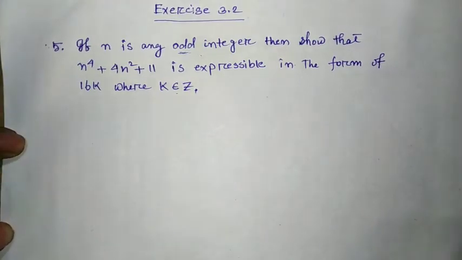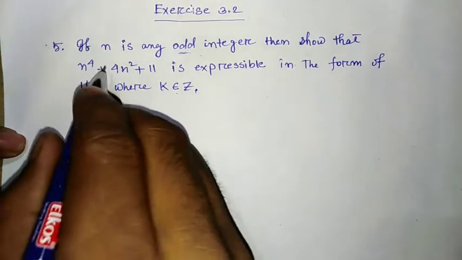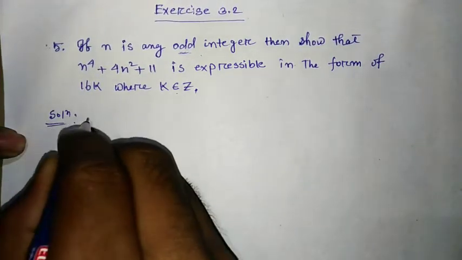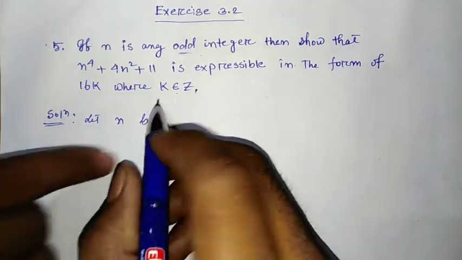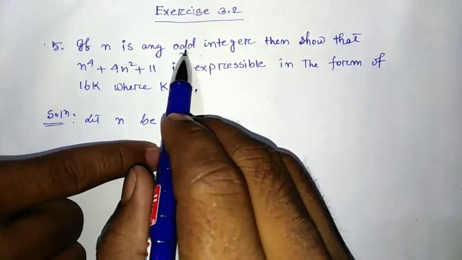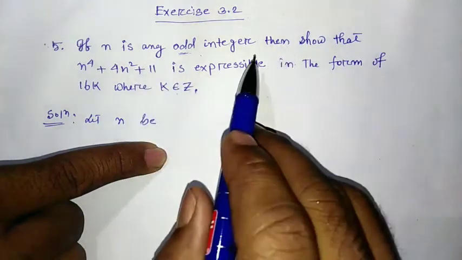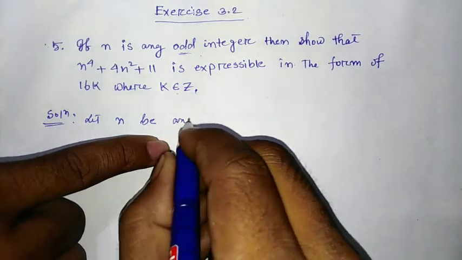So first of all, take n as any integer. Solution: let n be any integer. We can't take firstly that it is an odd integer. First of all, we have to take n to be any integer. It may be even or odd.